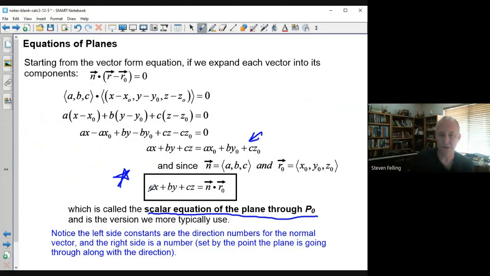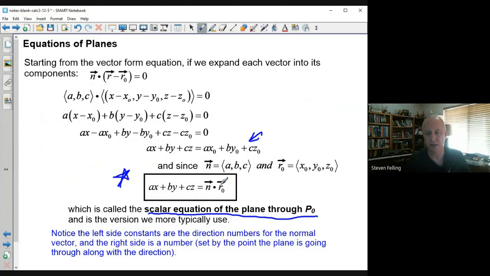So notice that on the left-hand side, the constants are the direction vectors for the normal, the direction of the plane, right? So they don't depend on the particular position, the particular starting point that we give. Everything over here is set by the direction vector, the normal. But this number over here depends upon both the direction vector and the initial position.